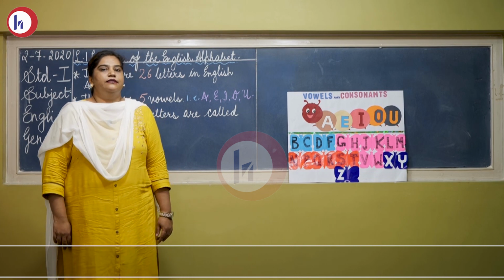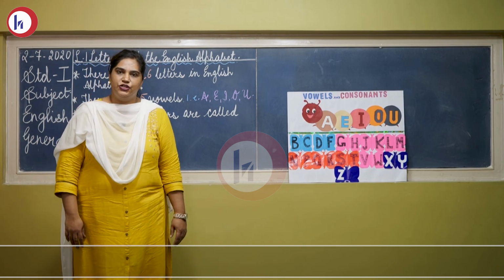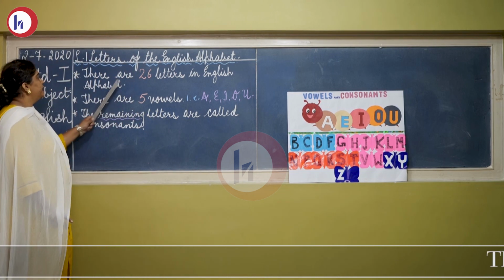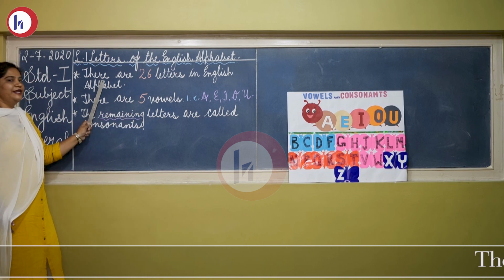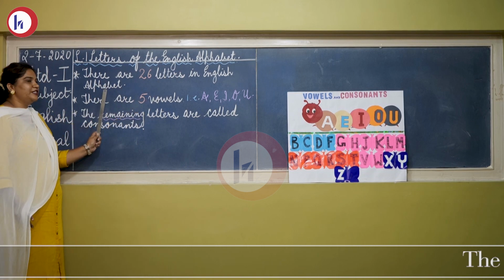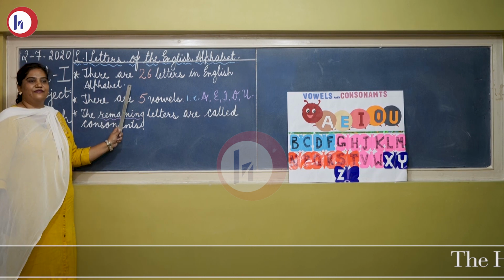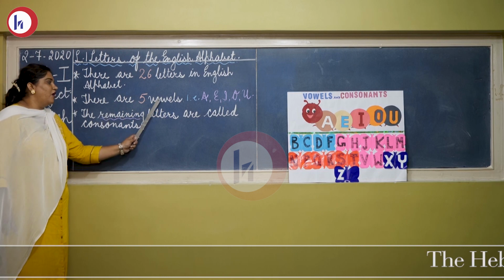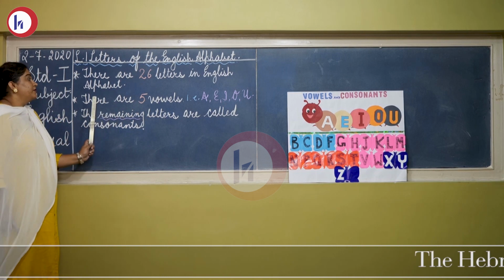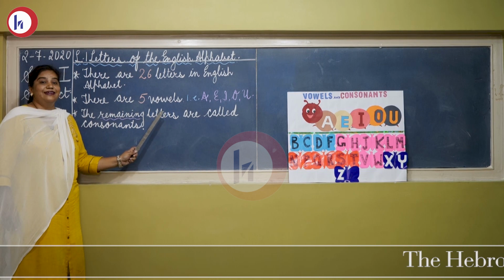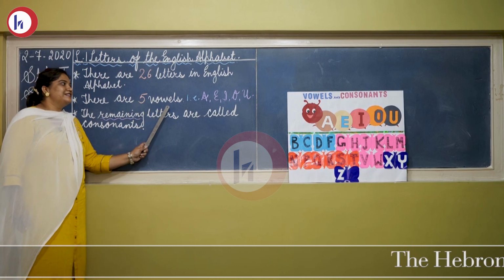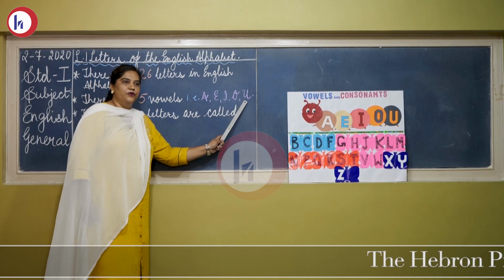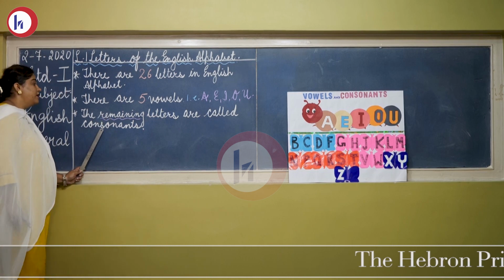Dear students, today we are going to learn English General, and in that, lesson number 1 is letters of the English alphabet. Do you know, dear students, there are 26 letters in the English alphabet. Last time I told you that while you write, you just count it. Now today we are going to learn about the vowels and the consonants too. Do you know there are 5 vowels in the English alphabet? Yes, there are 5 vowels and they are A, E, I, O and U. And the remaining letters are called consonants.